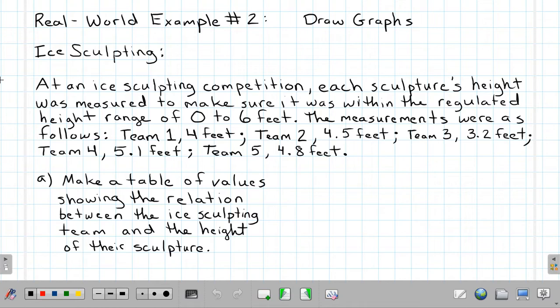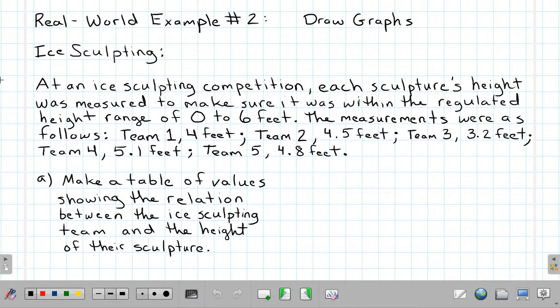So actually showing you why we connect the points instead of just leaving them as random points on a graph, okay? So in this case, we're going to draw graphs. This example has to do with ice sculpting. So what we have here is, at an ice sculpting competition, each sculpture's height was measured to make sure it was within the regulated height range of 0 to 6 feet. Okay, so some wording there.